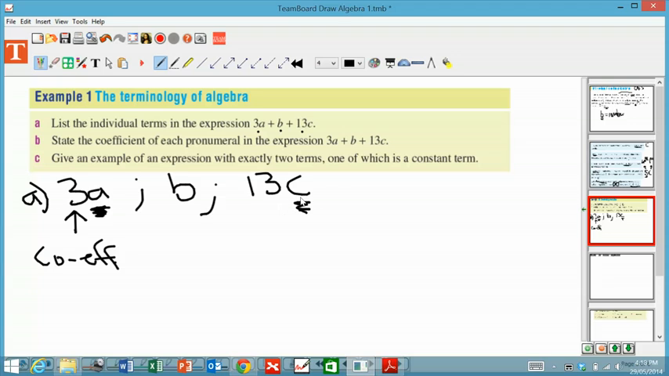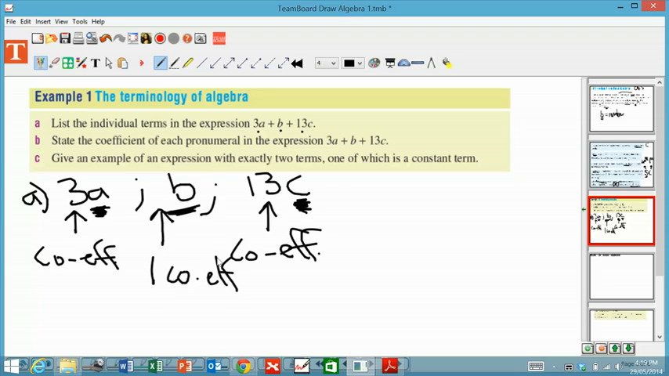Alright, the coefficient of pronumeral c is, say it, 13. Okay, let me throw a little bit of a curly one, because what about this one? We've got pronumeral b. So what's the coefficient of pronumeral b? Take a guess, say it out. Okay, it is actually 1 is the coefficient of pronumeral b.